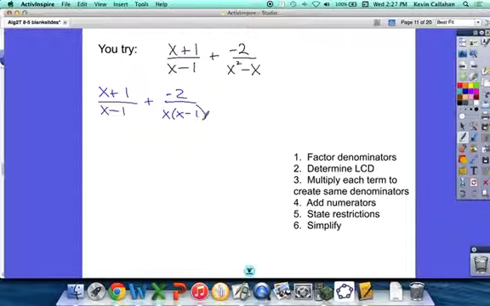Then what are you going to multiply by? X. Yeah, I mean, what's this denominator missing that the common denominator is going to have? It doesn't have an x, right? The x minus 1 is in both of them. So you need to multiply this one by x. So now they're the same denominator. Add the numerators.